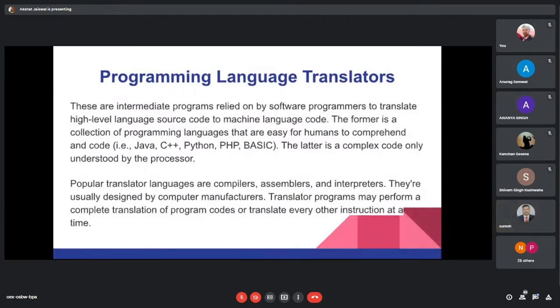Proper translator programs are compiler, assembler, and interpreter. They are usually designed by the computer manufacturers. Translator programs may perform a complete translation of program code, or translate every instruction one at a time.